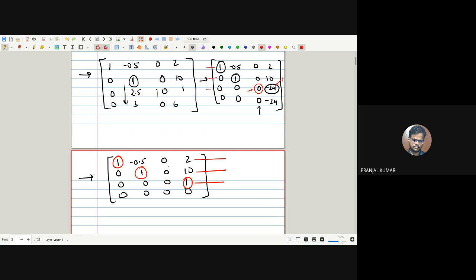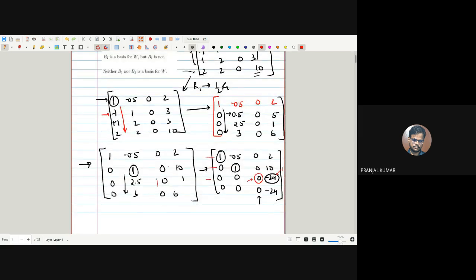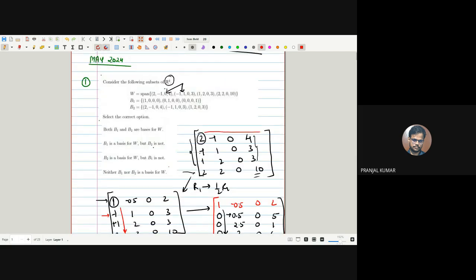First of all, this vector, this vector, this vector. You can see that there are no row exchanges, so I can directly take them from the original matrix also. Which is this vector, and this vector. So if you see, these are the three vectors. So B2 is definitely a basis for this.